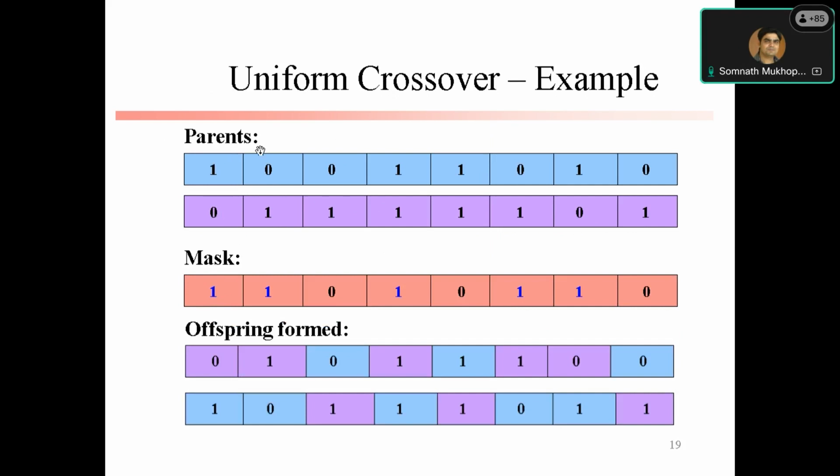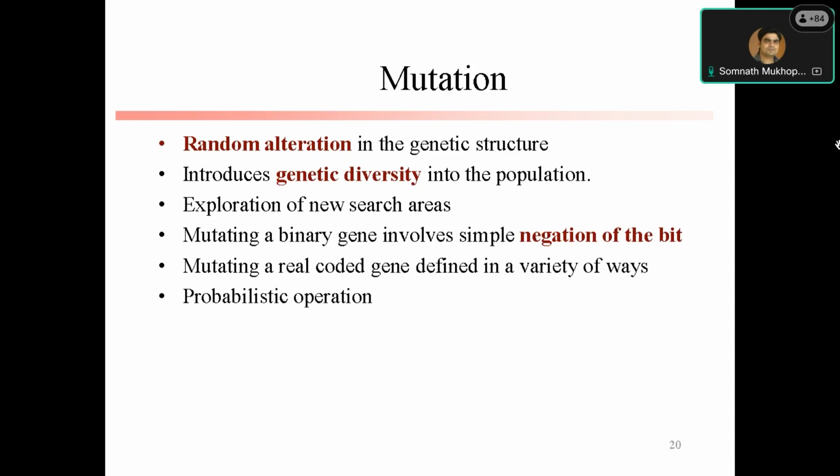There can be a uniform crossover method which uses a mask of zeros and ones. Where there is a one, we exchange the genetic information, and where there is a zero, we do not exchange. Using this principle, we can perform a crossover operation. Mutation is the last operation we perform in a genetic algorithm.